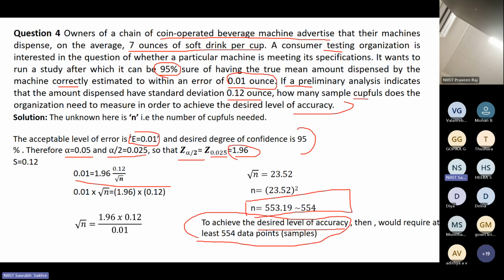554 data points, and you very well know that if I increase this error, the sample size will reduce. Now if I do it at 5%, then it will be reduced. So I hope this is crystal clear to you now that if the error is less, the sample size will be more, and if the error is more, the sample size will be less.